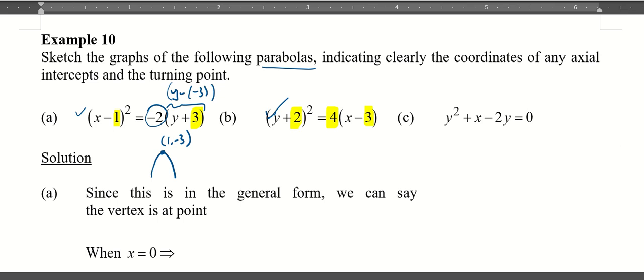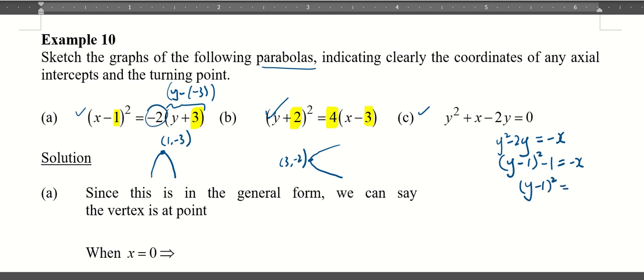All right, so let me draw a rough sketch first. It's a C-shaped graph, vertex at (3, -2). Okay, last case, because it's not in standard form, let me very quickly complete the square to get the standard form. Upon completing the square, sorry, this should be minus. Okay, so the standard form goes this way. It's an x equals y squared graph, C or inverted C shape, but because this value is negative, it's an inverted C shape with vertex at (1, 1). Let me do a quick sketch: inverted C shape, vertex at (1, 1).